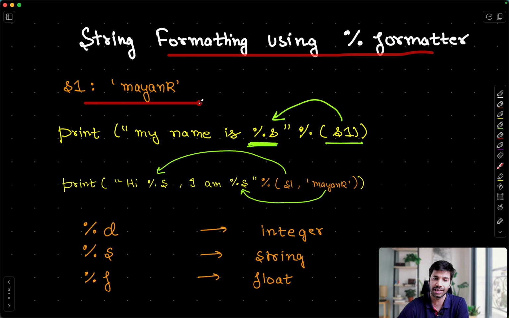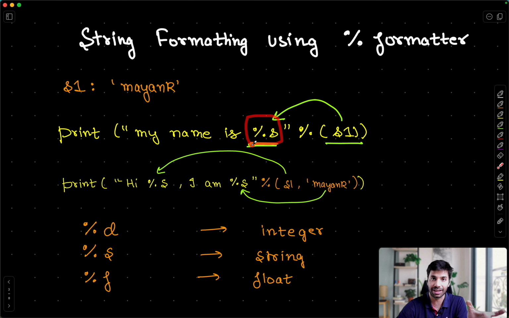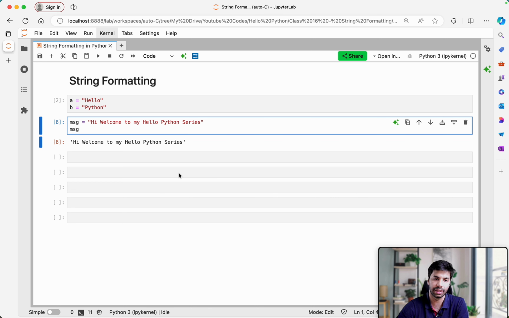Let's say if I have this S1 Mayank, I can provide this percentage s as a placeholder. This percentage s is nothing but a blank where I will be providing the value. We can either have a variable here or we can provide a direct value as well. So let us see the example directly. That will make it a lot more clear.